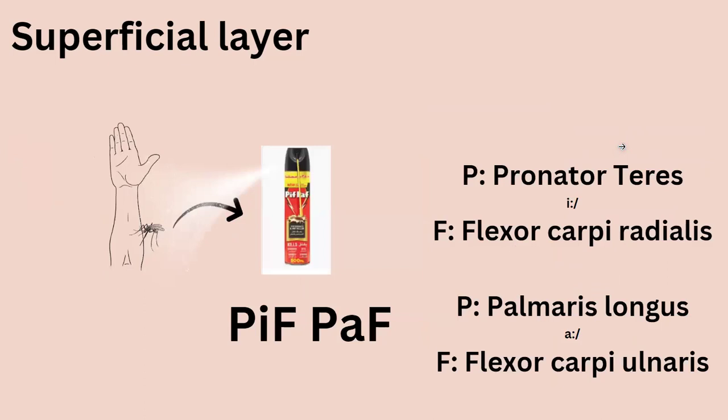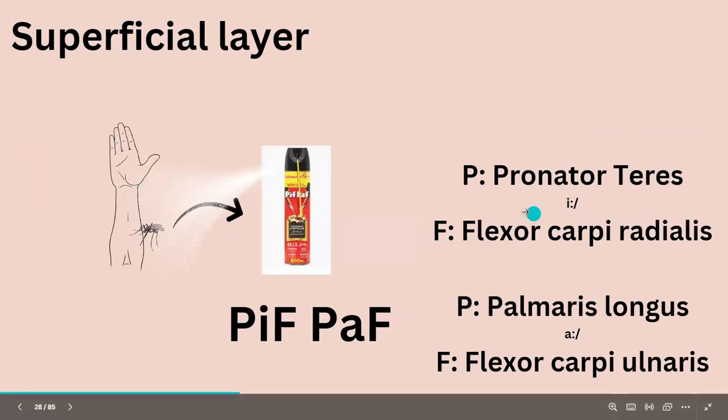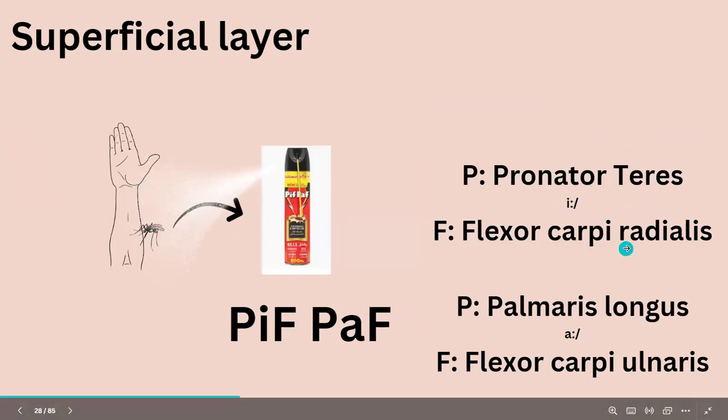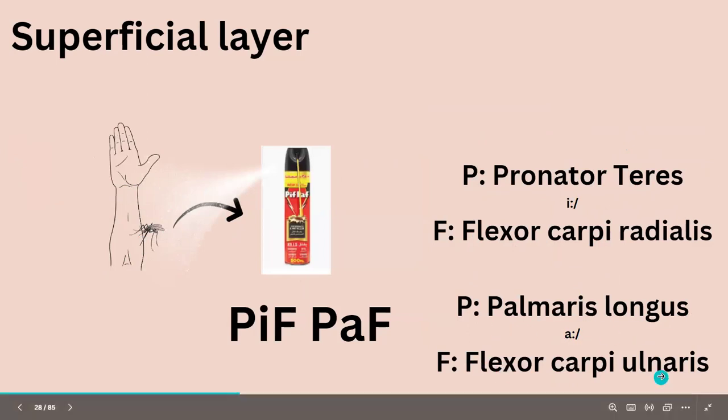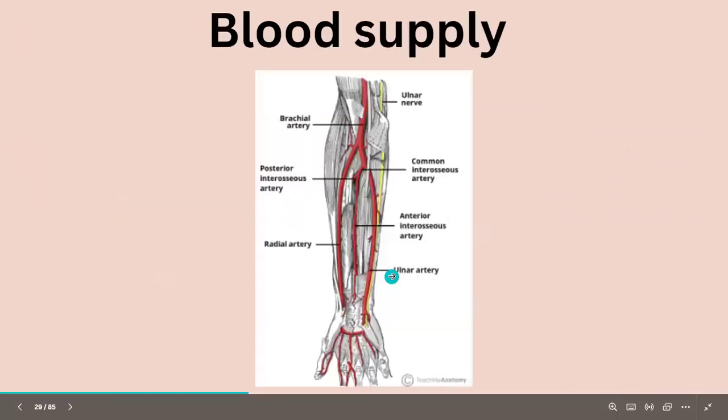So this is a mnemonic I use to memorize the superficial anterior compartment of the forearm. Piff puff. I just remembered a mosquito biting someone's forearm right here, and you're using some piff puff to spray it off. So P would be for pronator teres. Just remove the I and the A in piff puff. So pronator teres, flexor carpi radialis, palmaris longus, and the flexor carpi ulnaris.